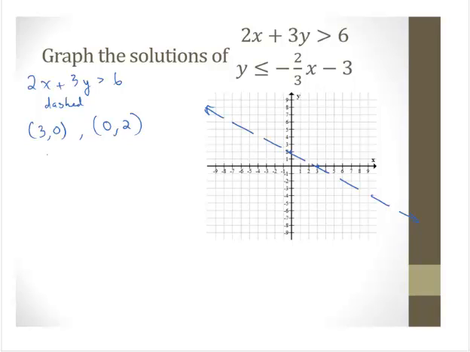Test 0, 0. So let's see, testing 0, 0 would give me 2 times 0 plus 3 times 0 is greater than 6. Is 0 greater than 6? That's false. So 0, 0 is not a solution, so I would shade above that blue line.